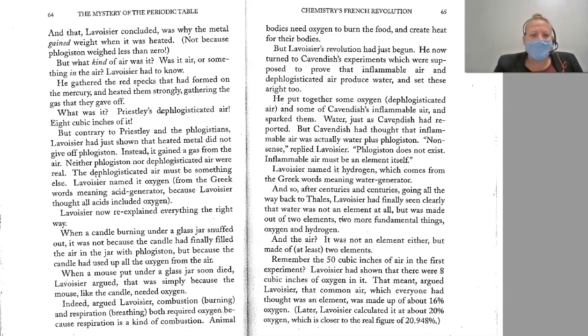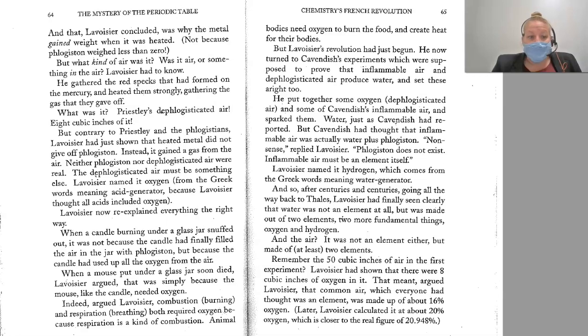What was it? Priestley's dephlogisticated air. 8 cubic inches of it. But contrary to Priestley and the phlogistians, Lavoisier had just shown that heated metal did not give off phlogiston. Instead, it gained a gas from the air. Neither phlogiston nor dephlogisticated air were real. The dephlogisticated air must be something else. Lavoisier named it oxygen, from the Greek words meaning acid generator, because Lavoisier thought all acids included oxygen.